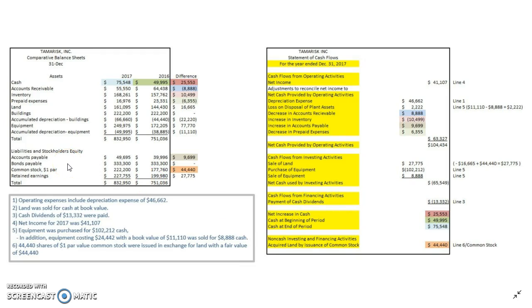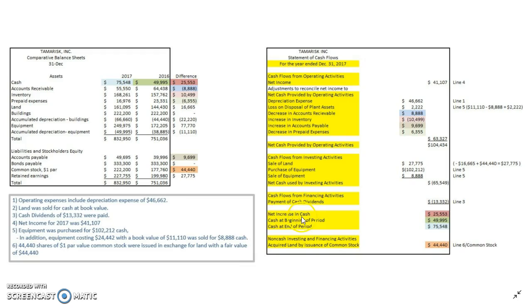Okay, and finally, we just have to look at cash flows from financing activities. The only cash flow from financing activities that we had was, as we see here, cash dividends of $13,332 that were paid. It was paid out, so that costs us. So the cash flow went negative $13,332, and that's on line 3.